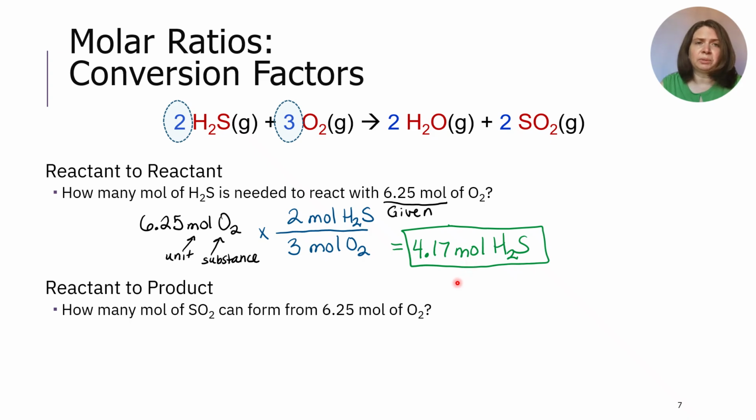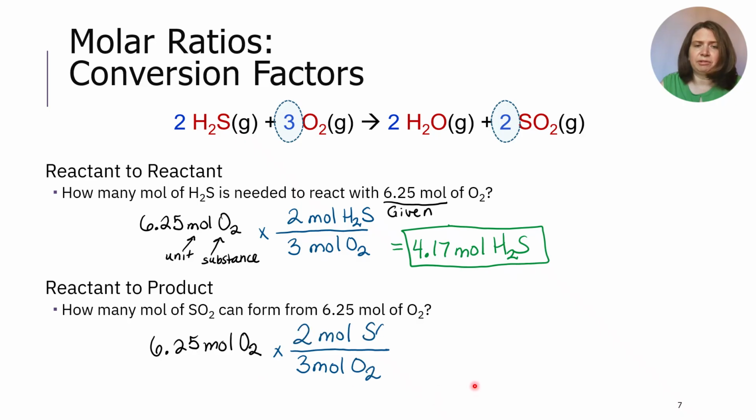When showing your work, it is extremely important to write both the unit and the chemical substance for every quantity. Doing this helps you correctly orient your conversion factors and avoid common mistakes. We can also calculate how much product forms. Using the same balanced equation, 6.25 moles of O2 produces 4.17 moles of SO2.